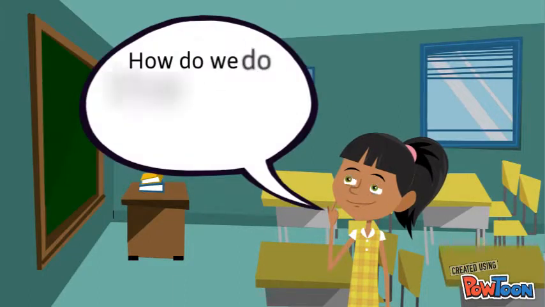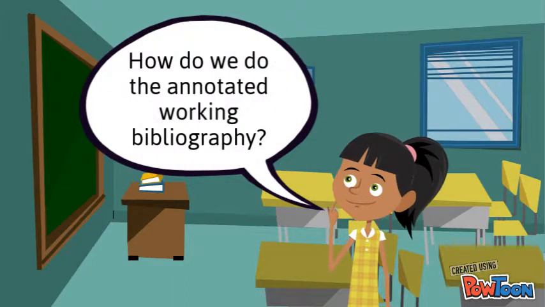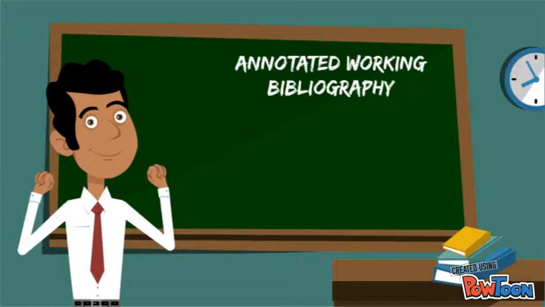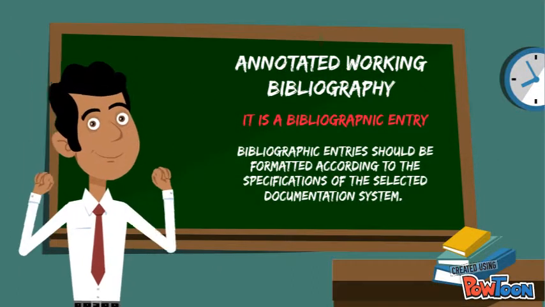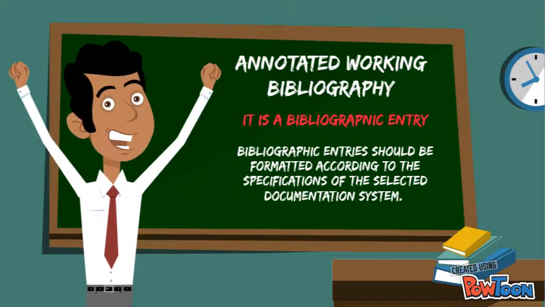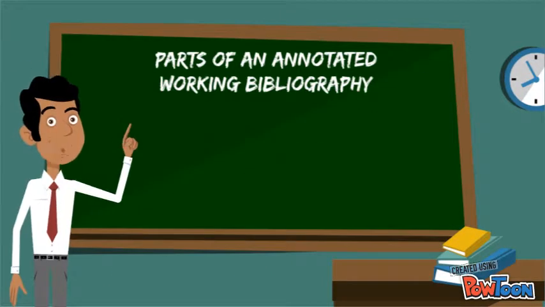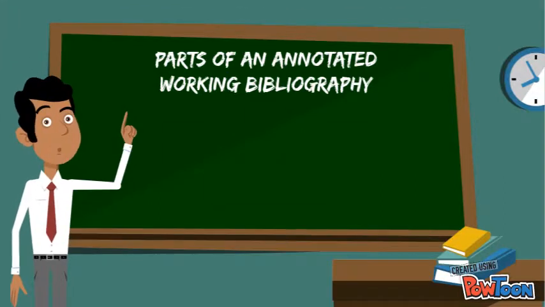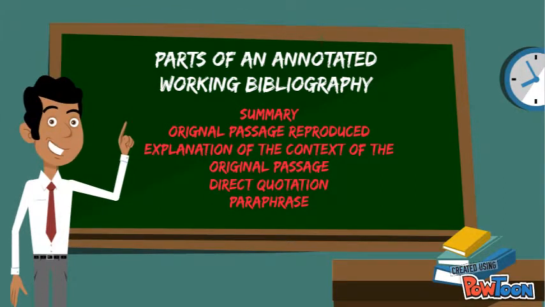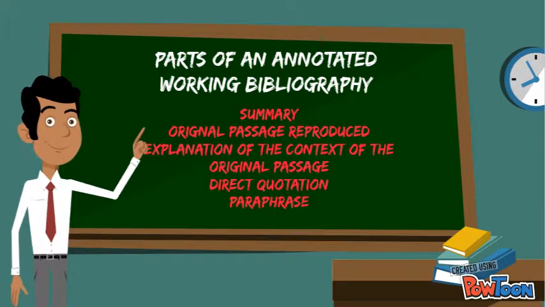How do we do the annotated working bibliography? Annotated working bibliography. In other words, it is a bibliographic entry. Bibliographic entry should be formatted according to the specifications of the selected documentation system. Parts of an annotated working bibliography include its summary, original passage reproduced, explanation of the context of the original passage, direct quotation, and paraphrase.